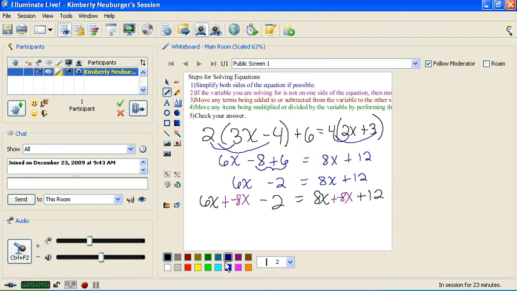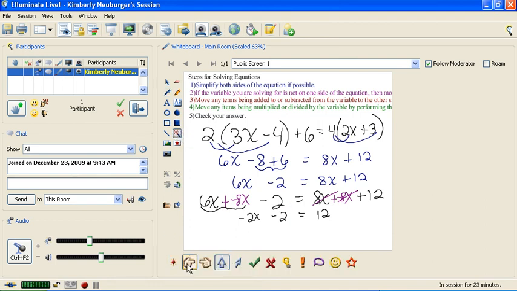And then these 8x's over here cancel out, so that all I have is a 12 on this side. On the other side, if I combine these two, I get a negative 2x, and then I have my minus 2. So that takes care of step 2. I now have my variables on one side.